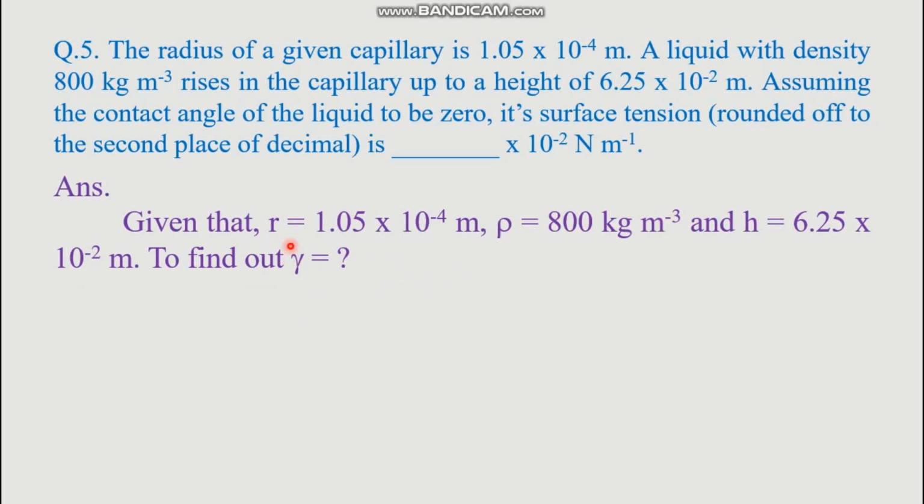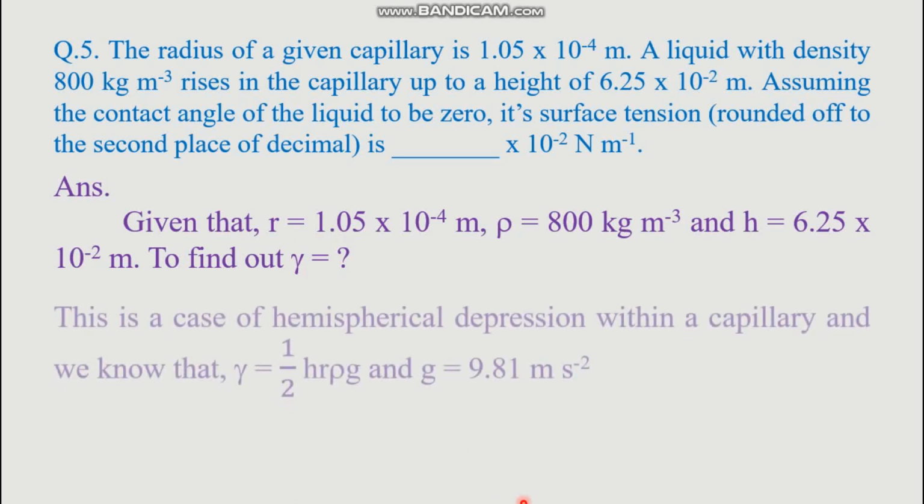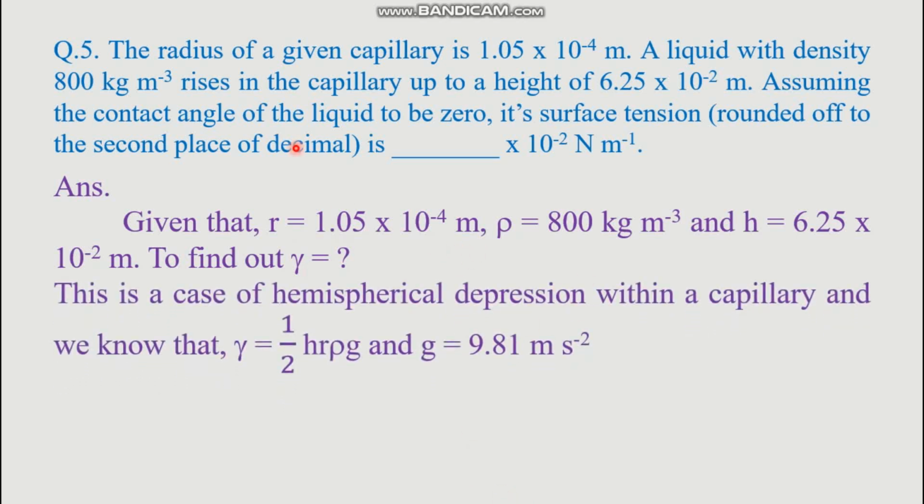We have to collect the data first. The radius is 1.05 into 10 to the power minus 4 meters, so it is in SI unit. The density is also given in SI unit, 800 kg per meter cube. And the height is also in SI unit, 6.25 into 10 to the power minus 2 meter. So what is the value of gamma? It will be directly obtained in Newton per meter. This is capillary rise and the special case of hemispherical depression, just as we have seen in equation number 5c. So we have to use this formula.